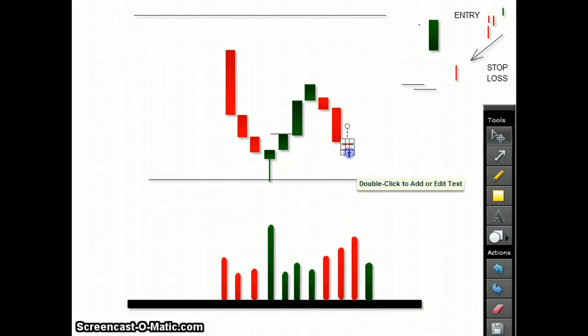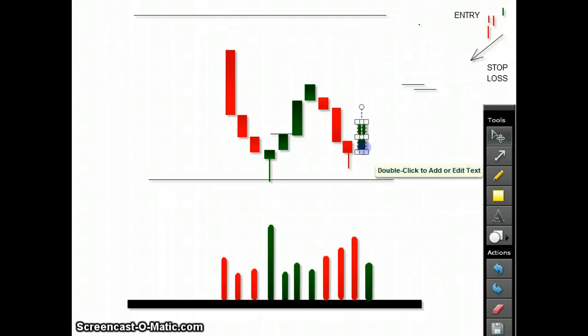Once again, if this closes here near the highs on the test, and there's a test candle here, and it closes near the highs on high volume, then you know the market is likely going up, and you'll probably get something like that or something like that.